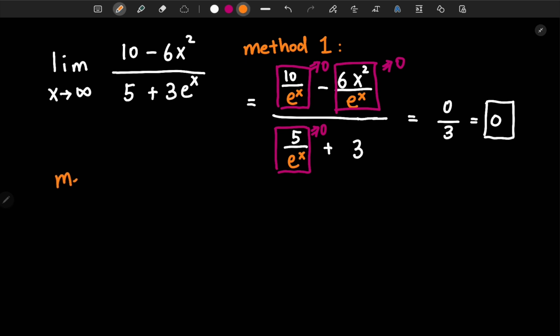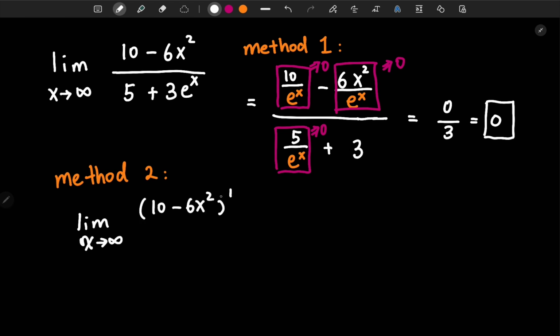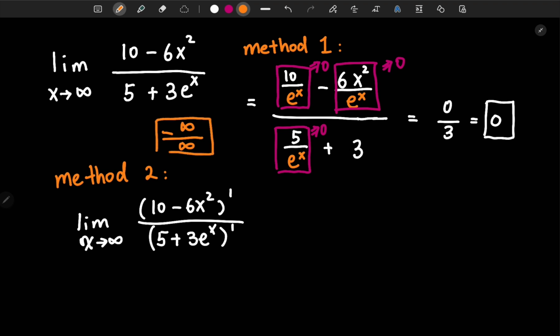Method 2 is to use L'Hopital's rule, if you have learned how to calculate the derivative of a function. So the limit of the original function is equal to the derivative of the numerator over the derivative of the denominator. And this is because previously we showed that this function has a form of negative infinity over infinity. So this is a form that we can use L'Hopital's rule on.